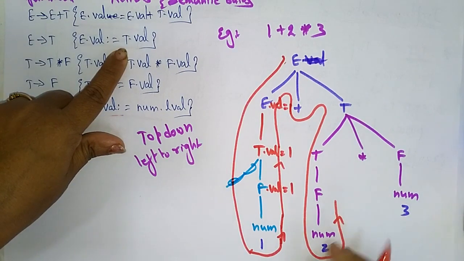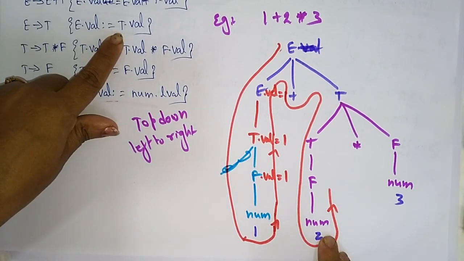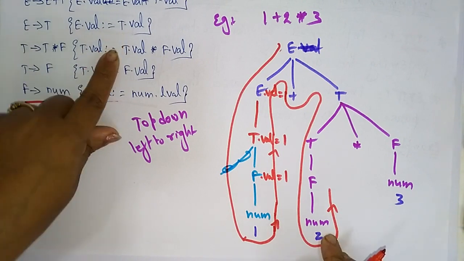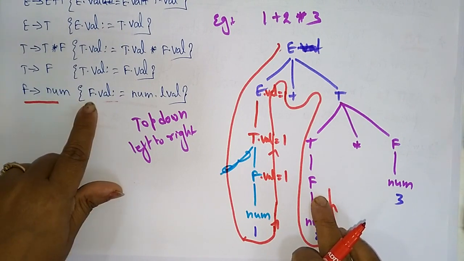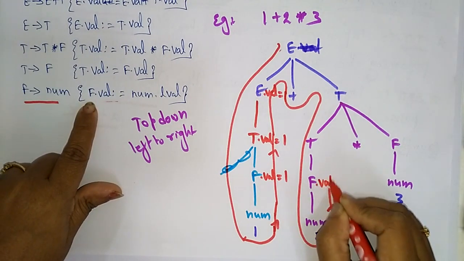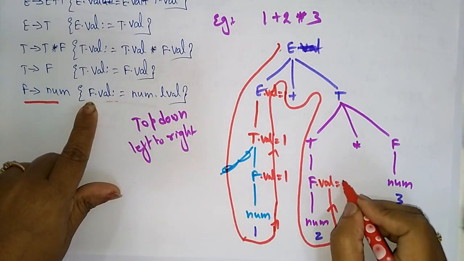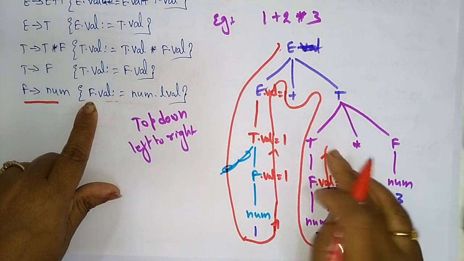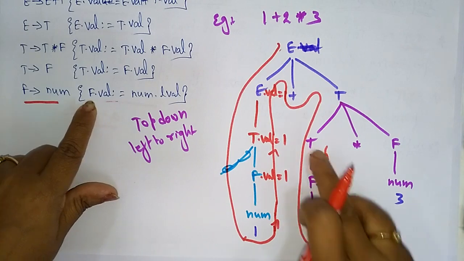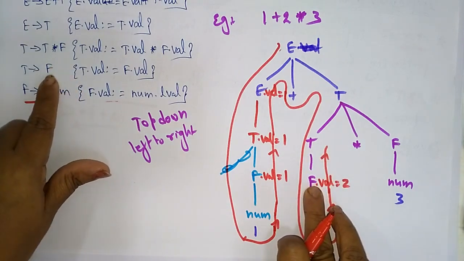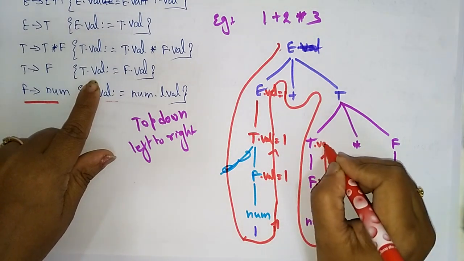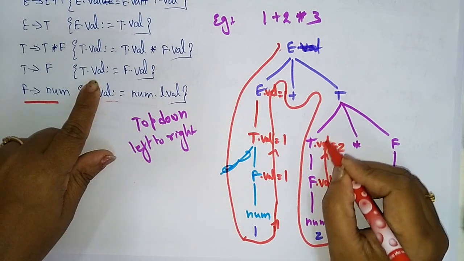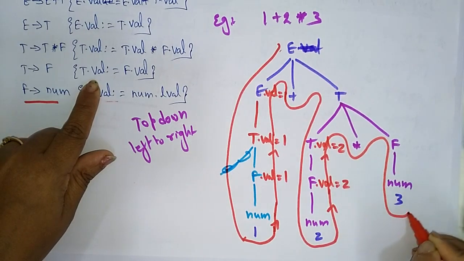Now check here. So this num is reduced. Whenever there is a reduction, we go to that production. F determines num. So the action for that production is F dot val is equal to num dot value. The num dot value here is 2. Go up. So here there is a reduction. T determines F. What is the action for T determines F? T dot value is equal to F dot val. So already F dot value is 2. So just place it here and come down here.